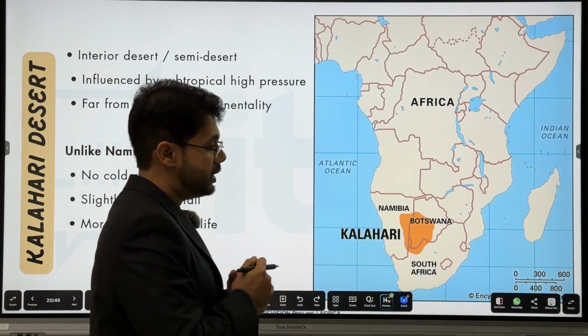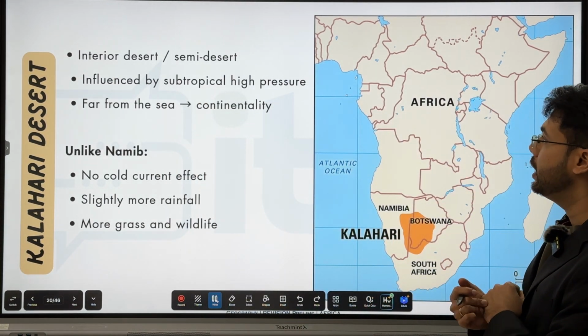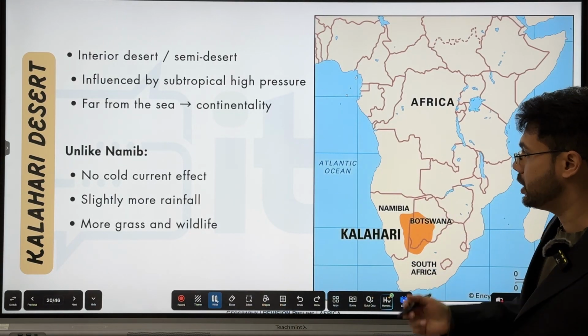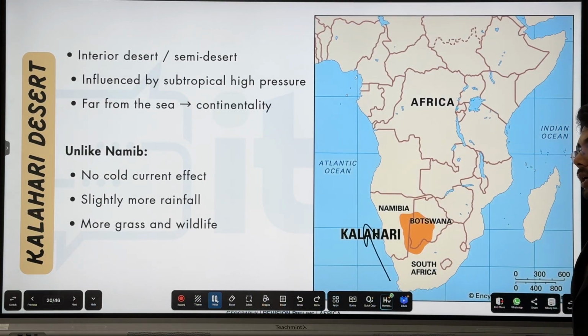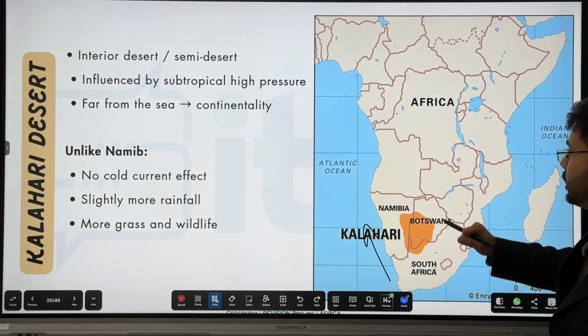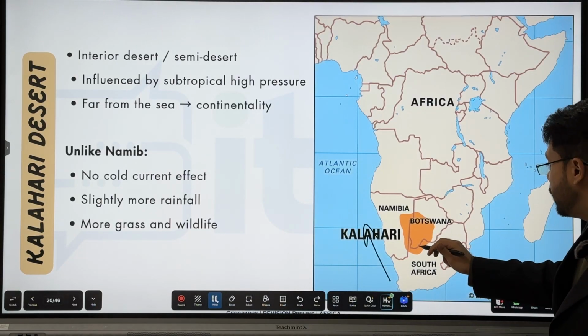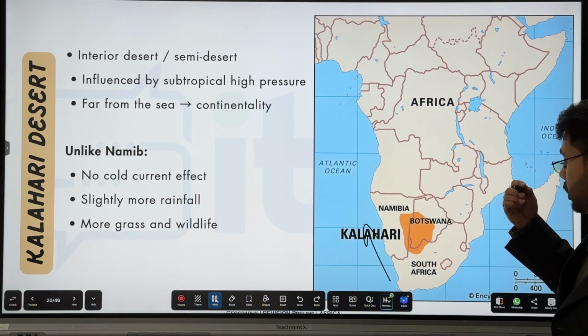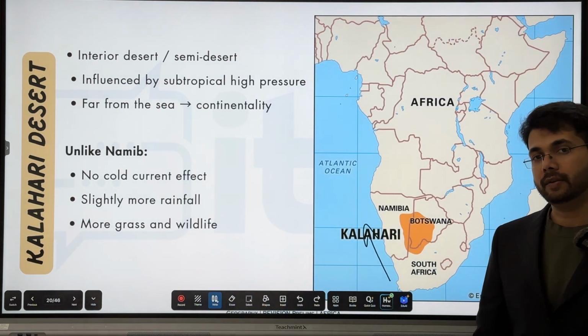Kalahari. The Kalahari is at the same latitude as the Namib Desert. It is an interior desert. Yes, the Benguela current is flowing here, so there is a kind of disturbance already present, which is not allowing rains to access this region. But also, because of the interiority, no rains reach this region. That's why it becomes a desert, but there is some rainfall, some more grass and wildlife present here.